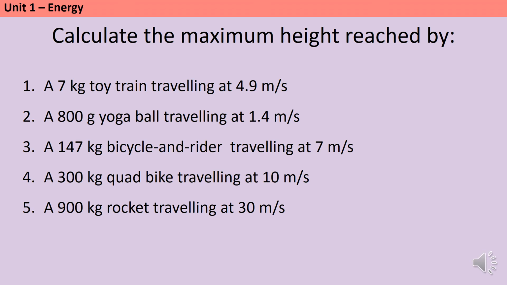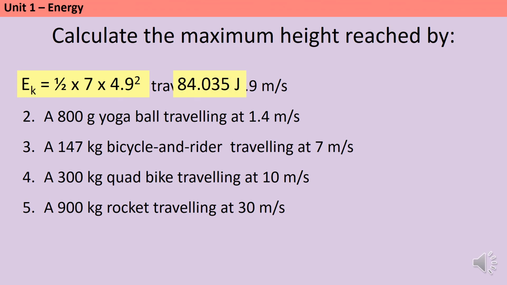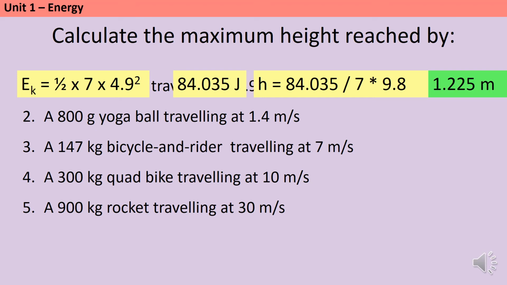So for each one of these questions, we're always going to start by working out whatever it is that we can work out. So in this question, we've been given mass and velocity, and that means we can work out kinetic energy. So kinetic energy is half multiplied by the mass multiplied by the velocity squared, and that's going to give me 84.035 joules. And then if I rearrange the equation for GPE to make height the subject, then I can calculate that the height that it will reach will be 1.225 meters.